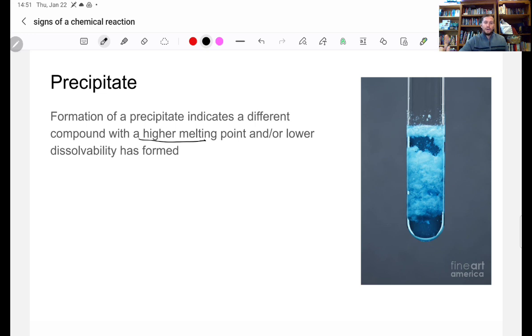Or, if it's not in water and it's just sitting there by itself, it's a solid if it now needs a higher temperature to turn it into a liquid or a gas than the chemicals that were previously there. So maybe you had some gaseous chemicals, for example, and then there's a solid there. Well, the new chemical that's a solid requires a higher temperature to become a gas than the chemicals that reacted. Okay? So that is how a precipitate is also a sign of a chemical reaction.